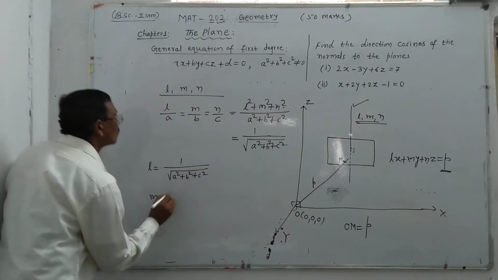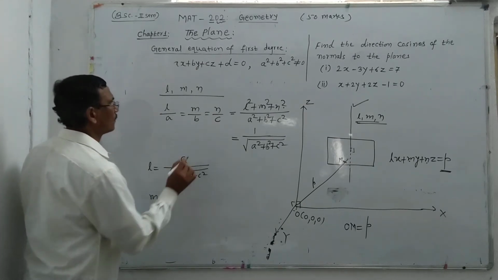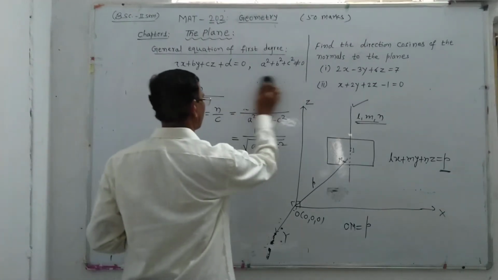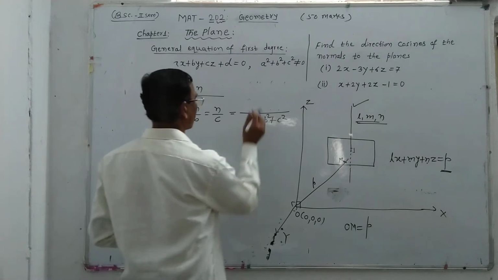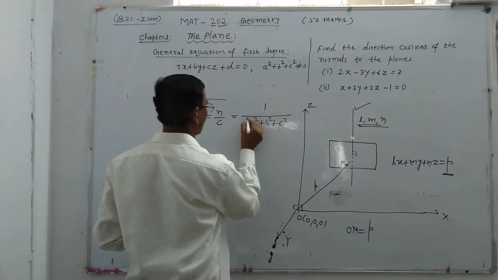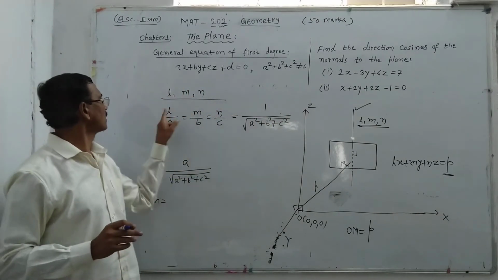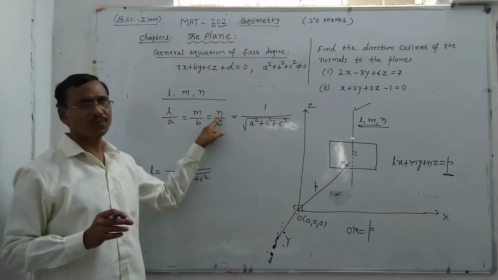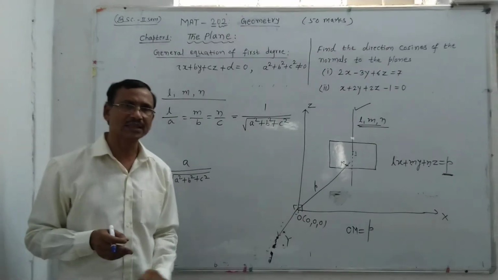Instead of writing more steps, it is 1 upon square root of a square plus b square plus c square. Why is this 1? Because after squaring and adding, it is l square plus m square plus n square, which is equal to 1, and then taking the square root, we get this equation.